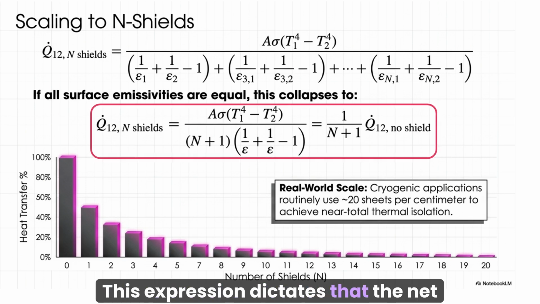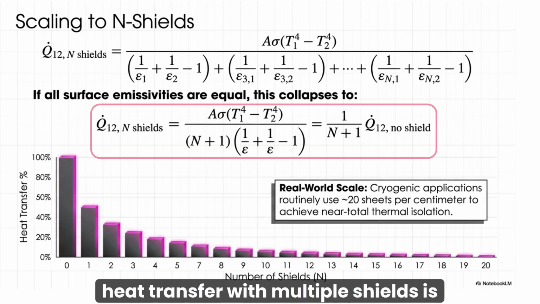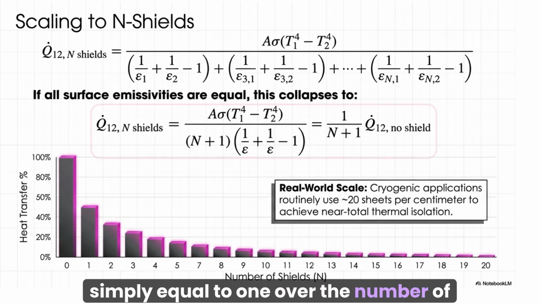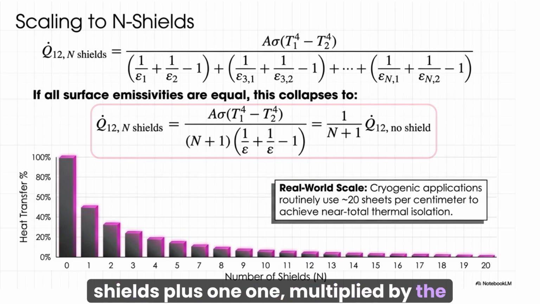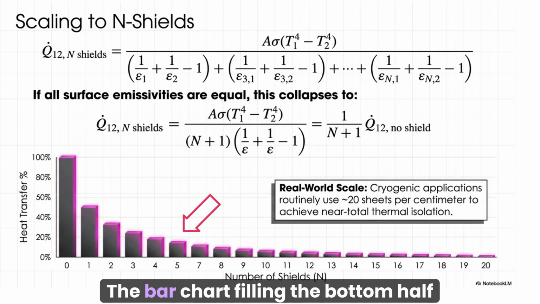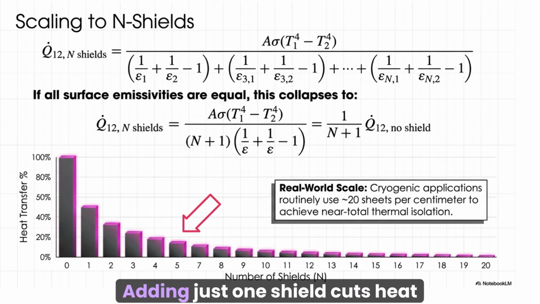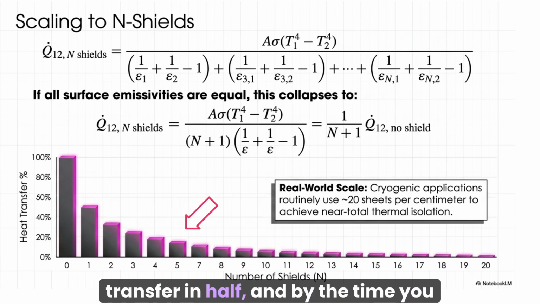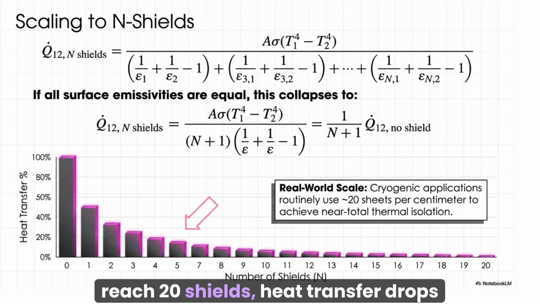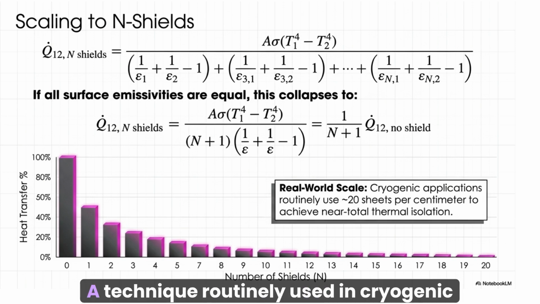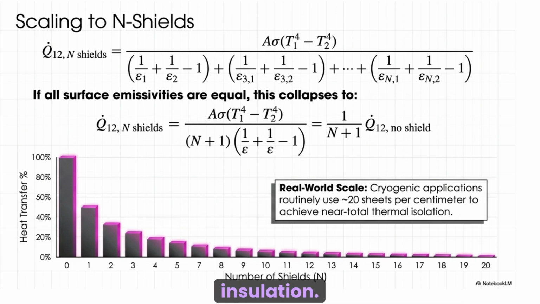This expression dictates that the net heat transfer with multiple shields is simply equal to 1 over the number of shields plus 1, multiplied by the unshielded heat transfer. The bar chart filling the bottom half illustrates this steep exponential decay. Adding just 1 shield cuts heat transfer in half, and by the time you reach 20 shields, heat transfer drops near 0, a technique routinely used in cryogenic insulation.